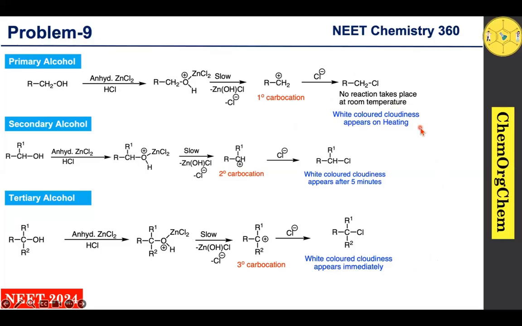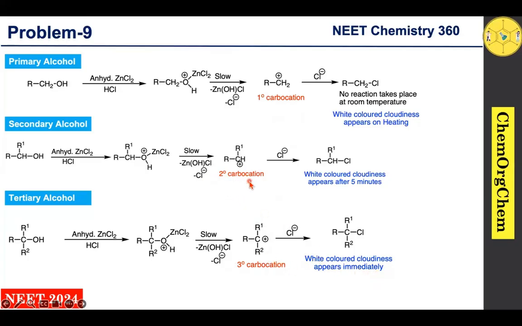I hope most of you are aware of the carbocation stability order. According to the carbocation stability, the tertiary carbocation is more stable when compared to the secondary and primary carbocation. Therefore, the formation of the tertiary carbocation is fast when compared to the secondary and primary carbocation. Therefore, the white color cloudiness appears immediately in this case.